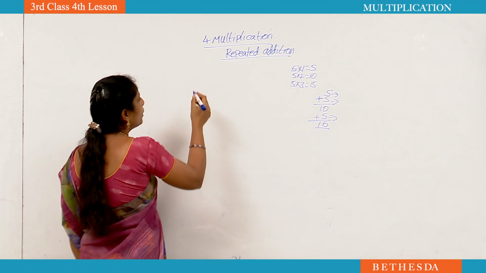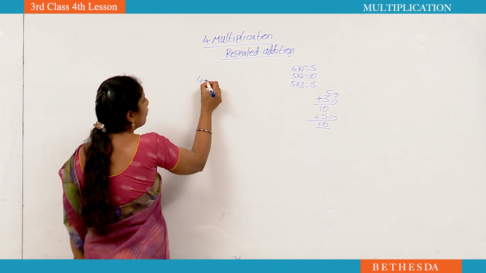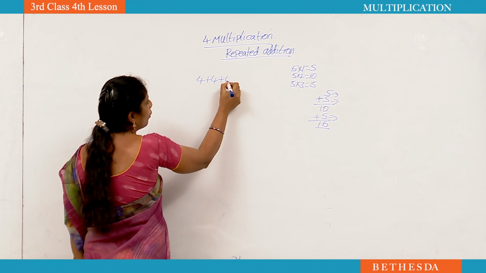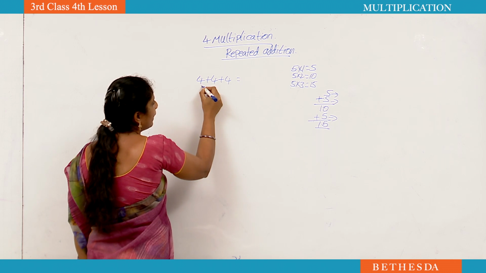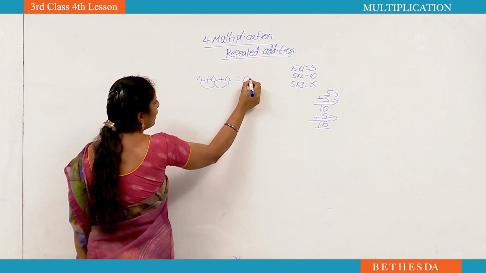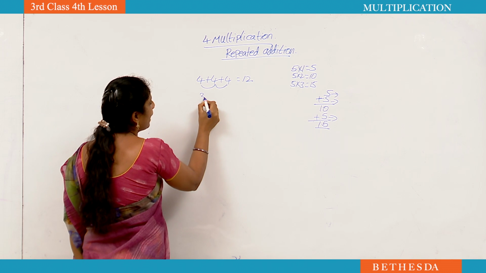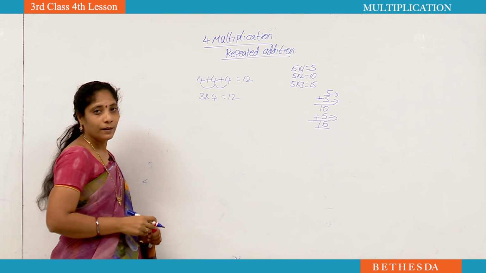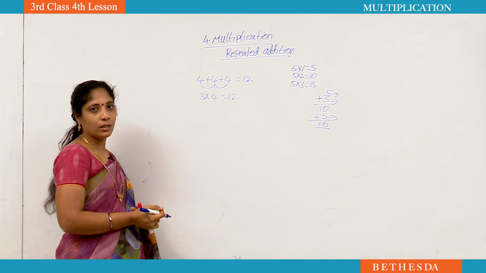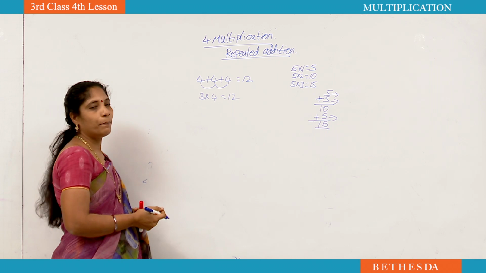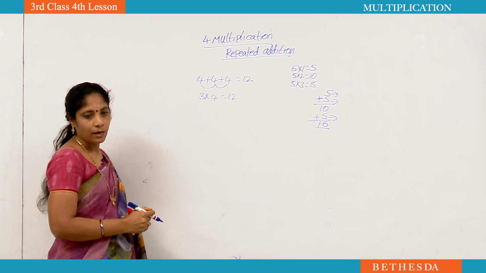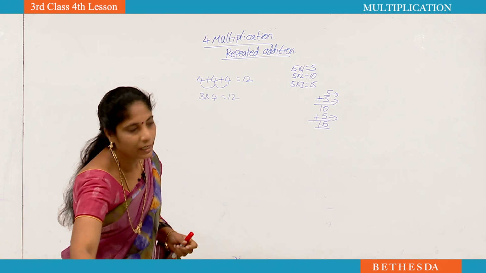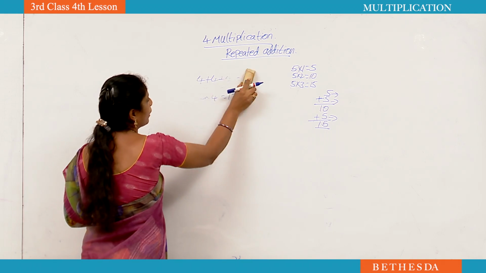Did you understand? Now if you see here, 4 plus 4 plus 4. 4 plus 4, 8. 8 plus 4, 12. You can write 3 times 4 is equal to 12. Did you understand? By repeated addition also, we can build multiplication tables. Now, how to build multiplication by regrouping, we are going to learn.